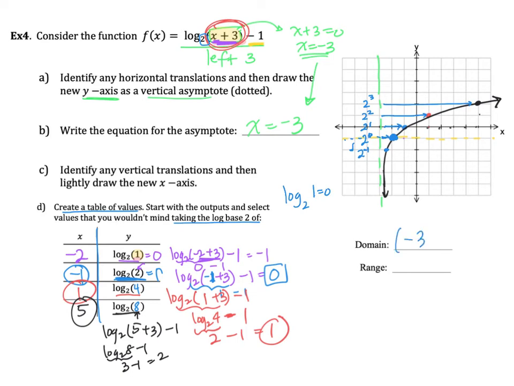Our domain, as you can see, is -3 to infinity, and our range is -infinity to infinity. If this doesn't make sense, please ask your math teacher. We'll be happy to explain it to you.